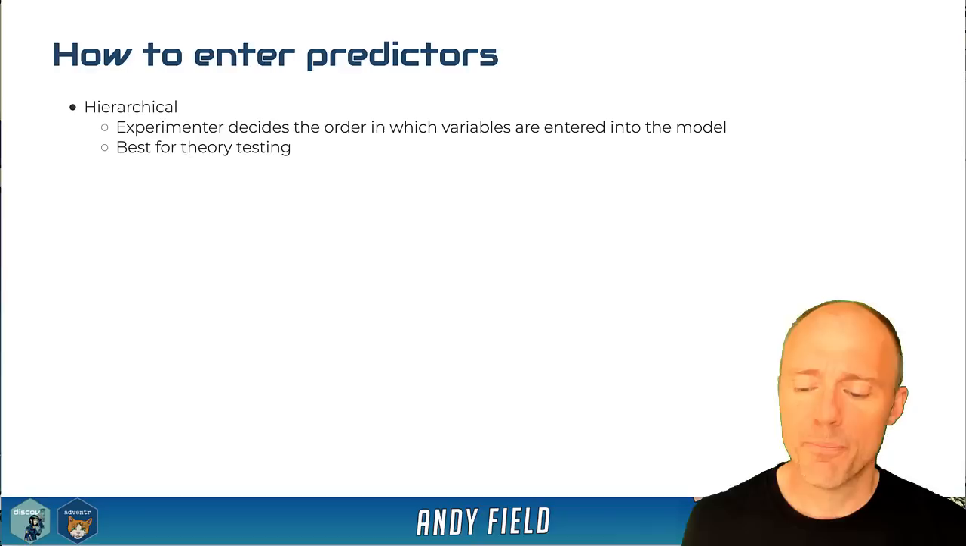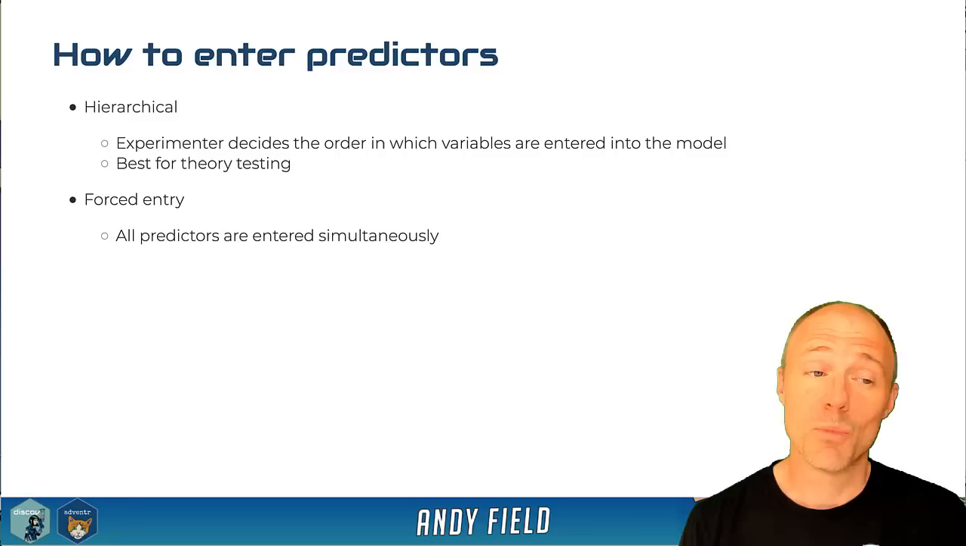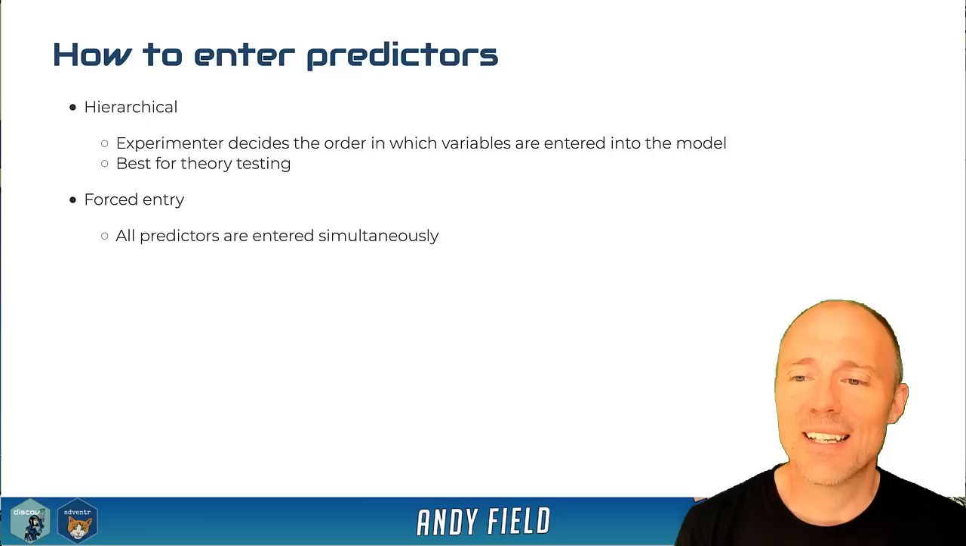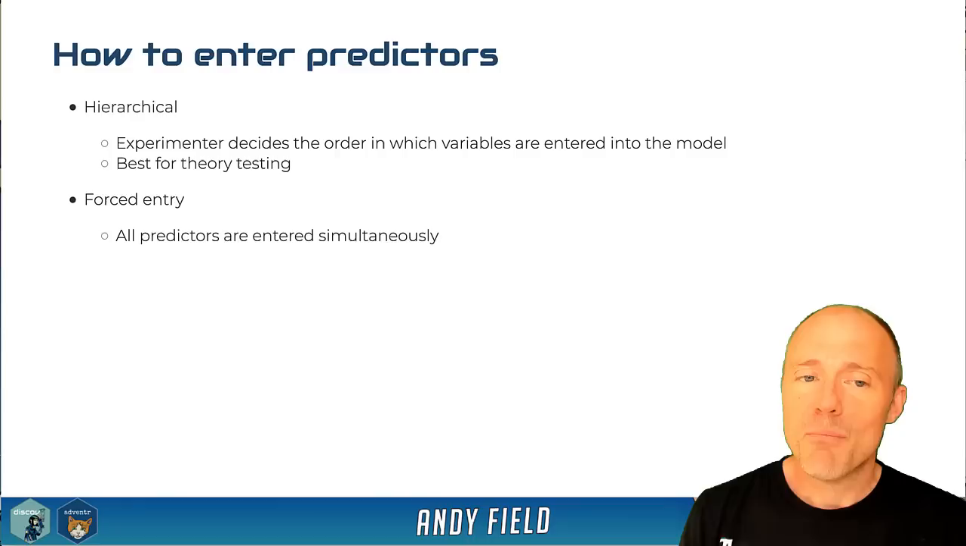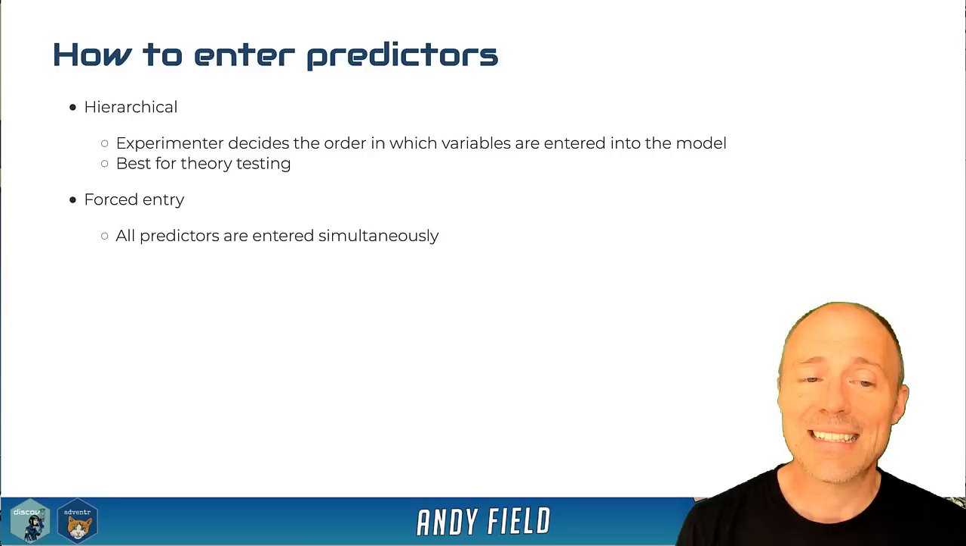A second approach is called forced entry, which does make your linear model sound a little bit like a burglar. And in this, you just enter all predictors simultaneously. So you just fit the model with all predictors in one go. Bearing in mind that the Bs are dependent on what predictors are in the model, this isn't necessarily a great strategy.